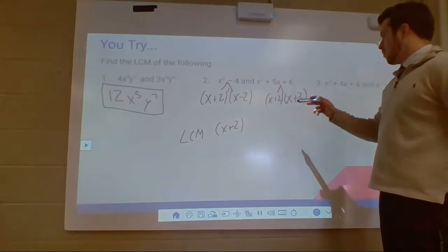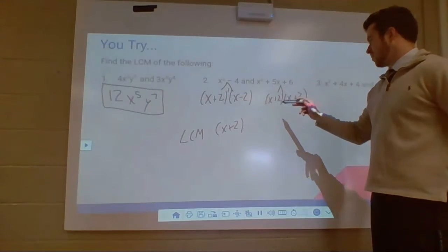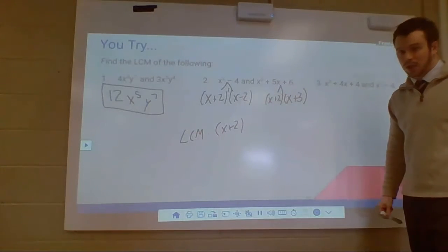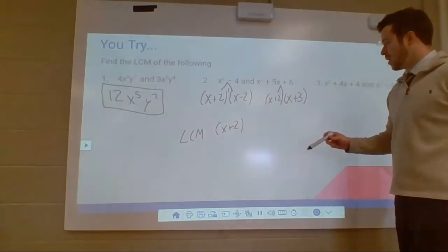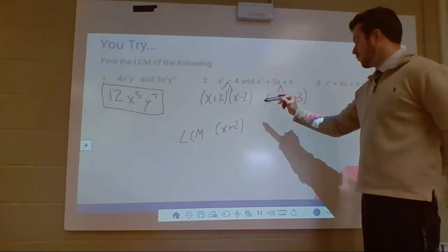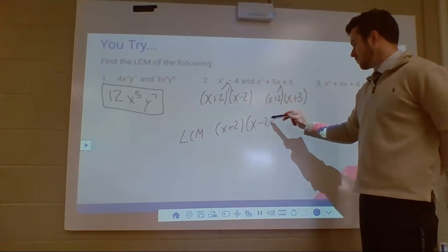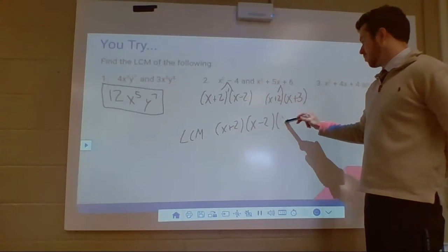All right, but now we see two different factors, x minus 2 and x plus 3. Okay, so these different factors, the ones they don't have in common, we have to write each of those. So I'm going to write x minus 2 and then x plus 3.